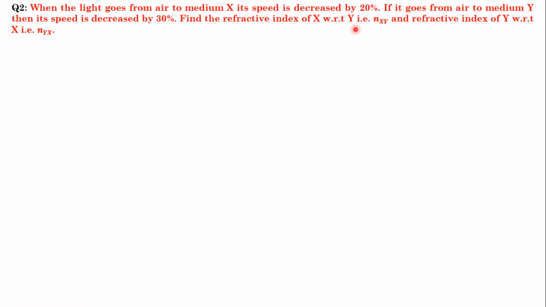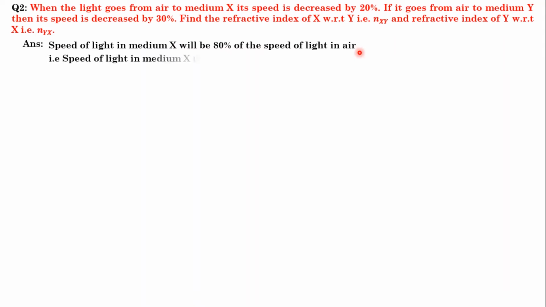How will we calculate it? We know that the speed of light in medium x will be 80% of the speed of light in air, because 20% is decreased. So if 20% is decreased, what will be the speed of light in x? It will be 80% of the speed of light in air. That is, the speed of light in medium x, which we call Vx, will be c times 80%. c is the speed of light in air.